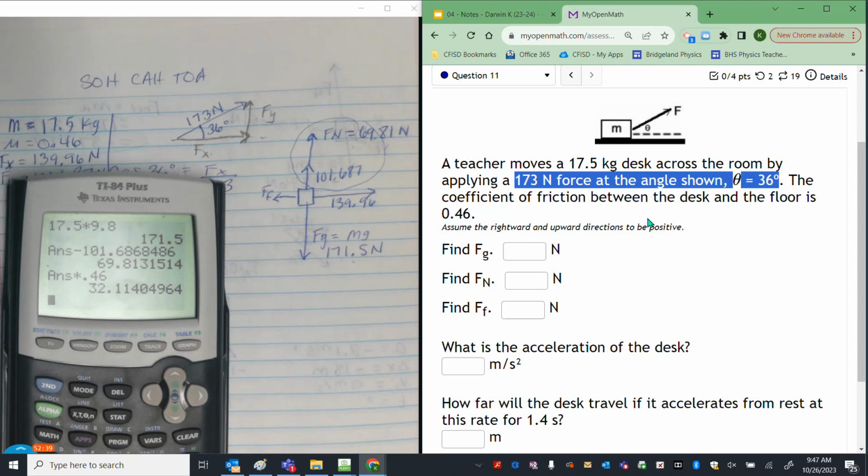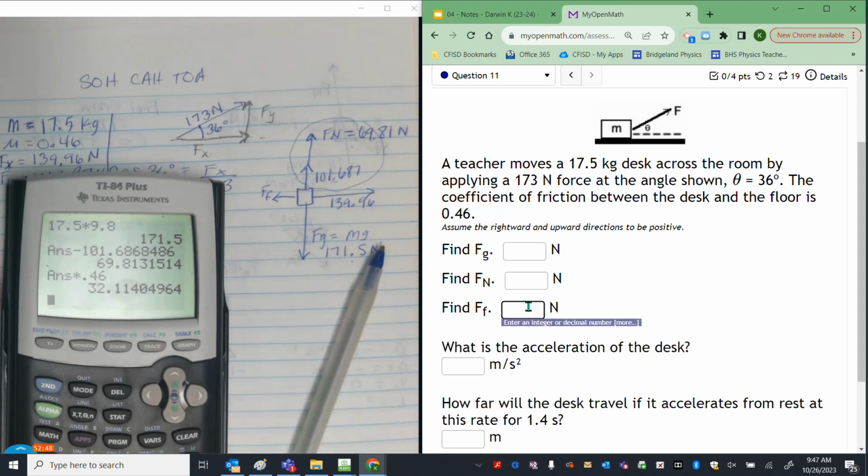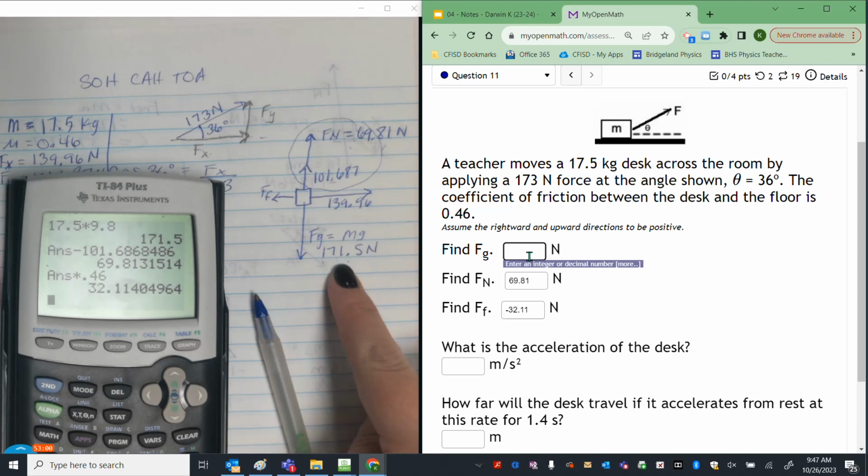It is in the negative direction, so I'm going to label it as negative 32 whenever I write it as an answer. So let's go ahead and do that. Negative 32.11. Fn we found to be 69.81. Fg we found to be this one, which is negative 171.5.